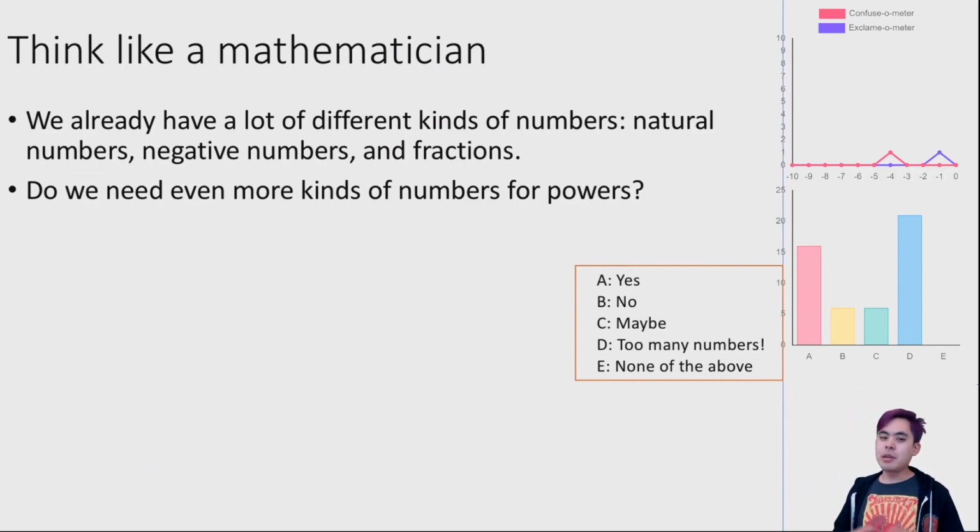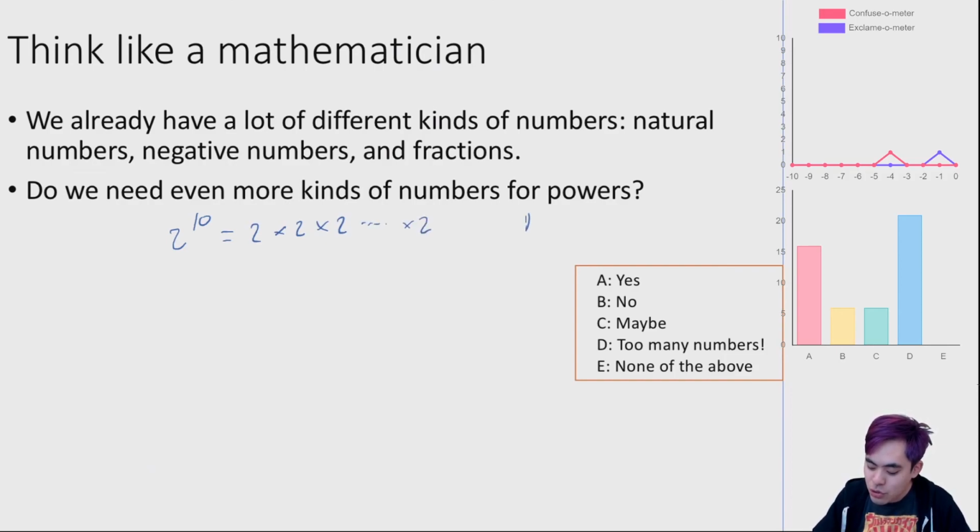Okay, well, let's think about this. Why would we need more kinds of numbers for powers? Powers are just repeated multiplication. And we already have all the numbers we need for multiplication, right? So like 2 to the 10, that's still going to be one of our numbers because that's just going to be 2 times 2 times 2, and so on. So the answer to the poll is actually no. We don't need more numbers for powers.